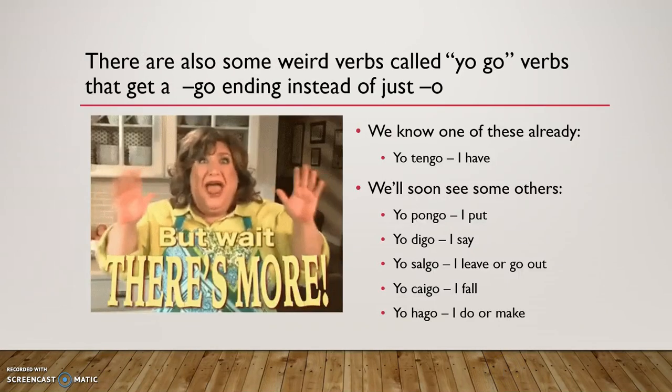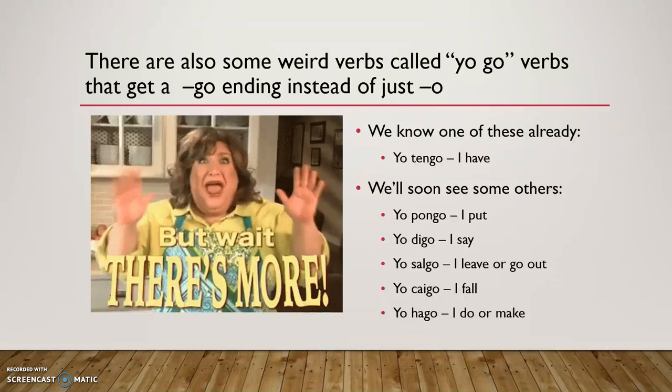But wait, there's even more! There are also some weird verbs called yogo verbs that get a G-O ending instead of just O. We know one of these already. It's yo tengo, I have, because tener means to have. It didn't have a G before, but we just stick one in there, yo tengo. And we'll soon see some others, quite a few others.